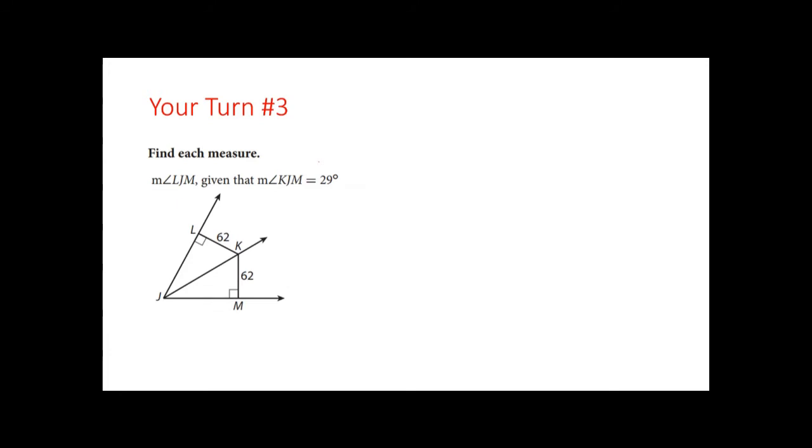All right, your turn number 3, find the measures. They care about the angular measure of LJM, and they do give you the measure for KJM. So again, KJM is this guy right here, right? So find LJM for me. And that LJM, again, is the whole angle, for those two angles together.